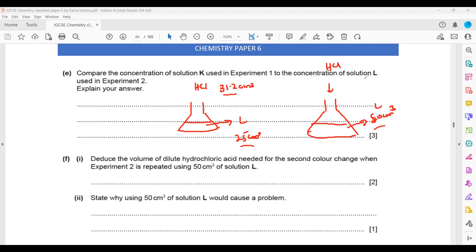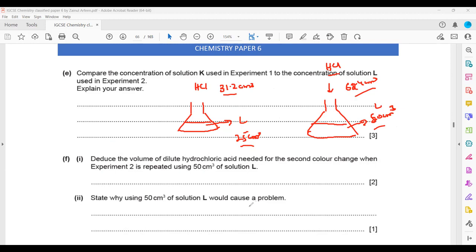So it will be twice of it, double. Because if 25 cm³ needs 31.2, then 50 cm³, which is a double volume, needs double the amount, 62.4 cm³ of HCl. Because if we double the amount of L, we need double the amount of hydrochloric acid.